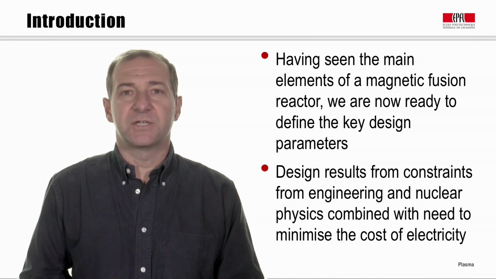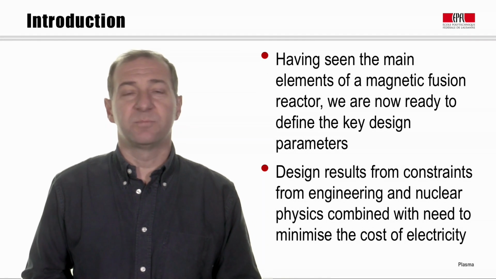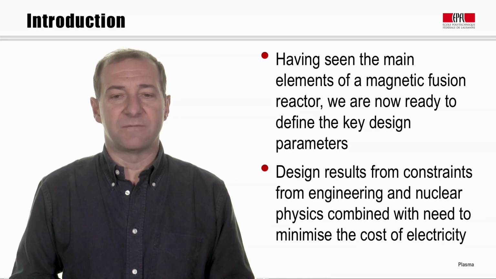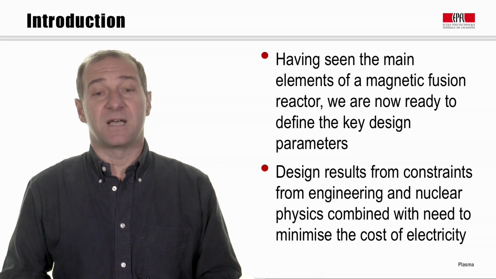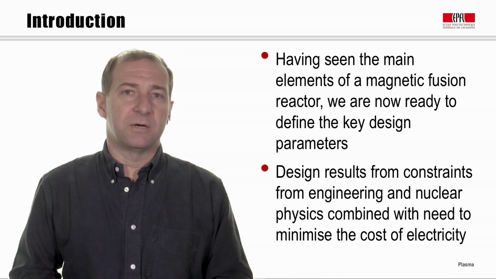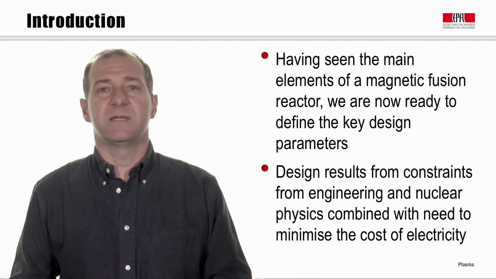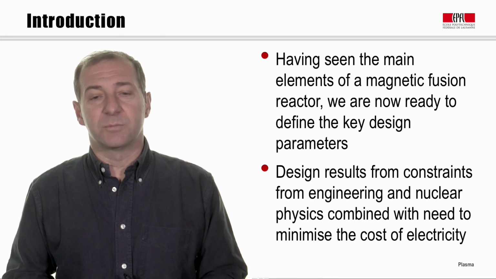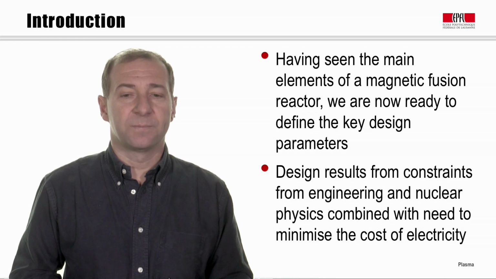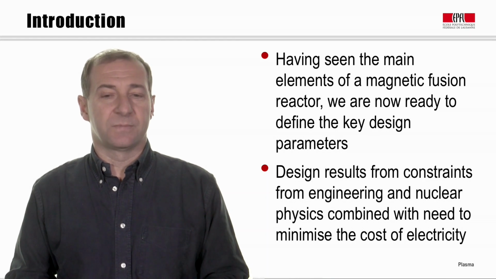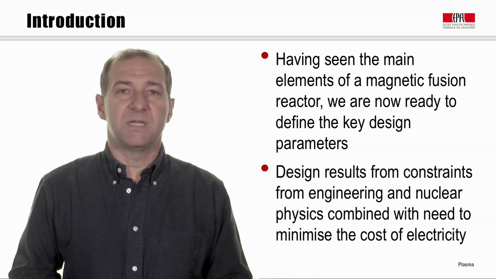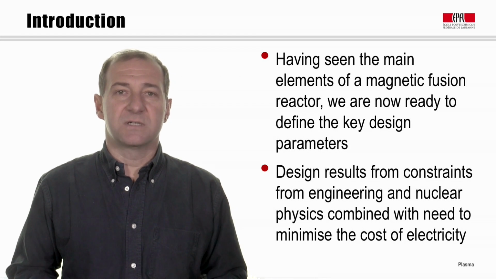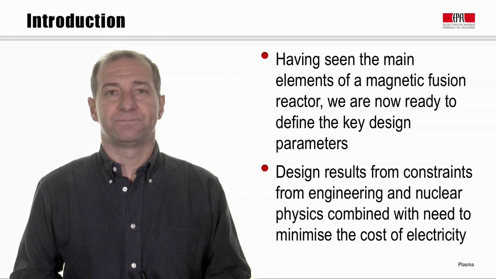Today we will continue our discussion on thermonuclear fusion by taking a very simple approach to design the main elements of a magnetic fusion reactor. We have seen together what the main elements are for the reactor, but we are now ready to really define the key design parameters. The design parameters result from constraints that are coming from engineering, but also from nuclear physics. And this will be combined with the need to minimize the cost of electricity to lead to a generic and very simple design of a reactor.